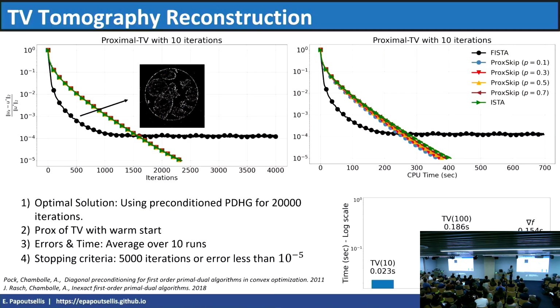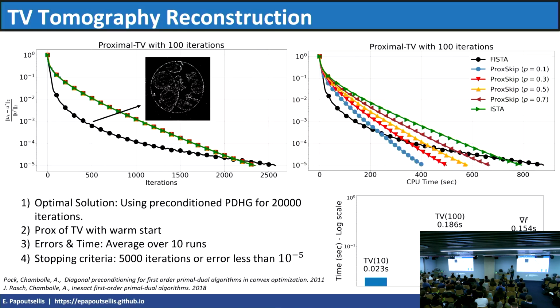Again, for 10 iterations, we see that in terms of iterations, the error plots are the same. We cannot yet beat FISTA for this 10 to the minus 3 accuracy. And if we focus on time, we see that the blue one, the small probability, is going the fastest. Also notice that with FISTA, we cannot reach the very low accuracy of 10 to the minus 5 because we have these inaccuracies in how we solve TV.